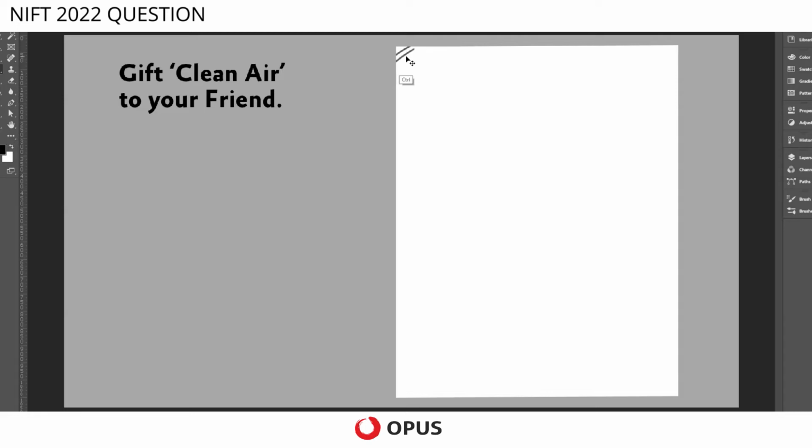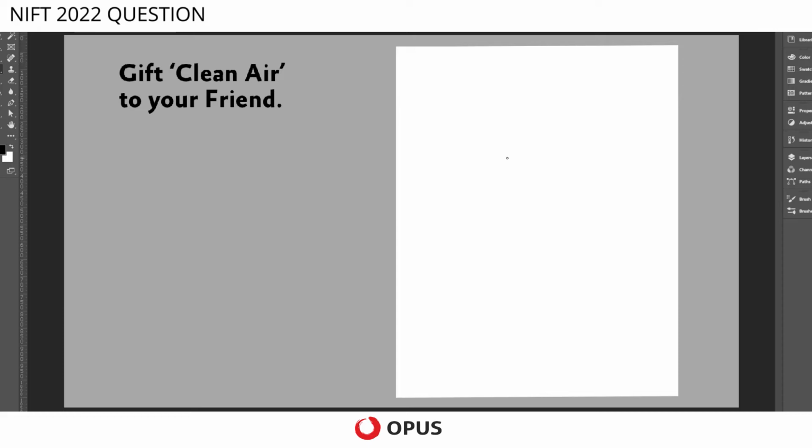Here we are going to solve this question which says gift clean air to your friend. Now, for this question, we need to understand what clean air actually means. As we know, most of the air pollution happens indoors, and indoor pollution is one of the major factors of environmental risk.